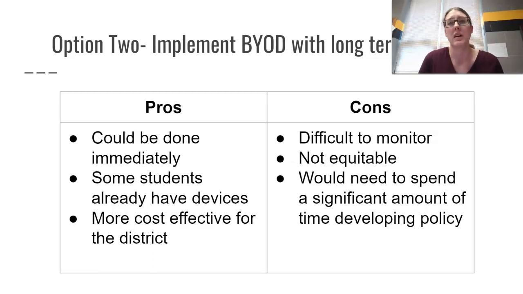So the pros and cons in those two options are really very similar. Option two is going to require a little bit more strategic planning. And option one is going to take the determination of, is this what we want to do for our long term?